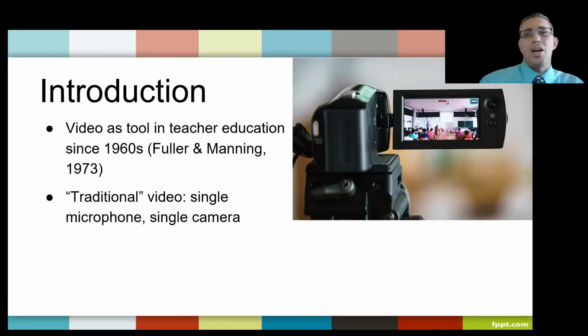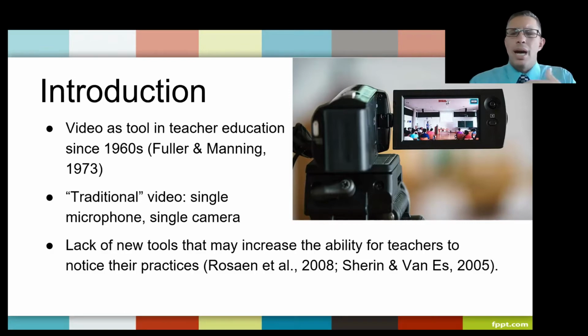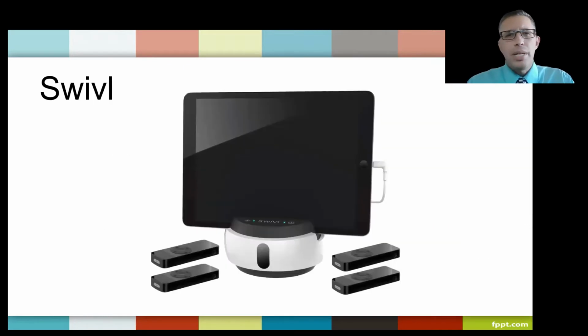And even that's what was happening in our program. All the teacher candidates have received iPads which they could use to film themselves in their teaching environments, as well as using some of their own devices, their phones and so forth. But since the 60s, it's basically been this traditional video capture in the classrooms. However, there's research suggesting that technology is increasing so much that there are new tools that may increase the ability for teachers to notice more of their practices. And one of those tools that we've discovered recently is the Swivl.